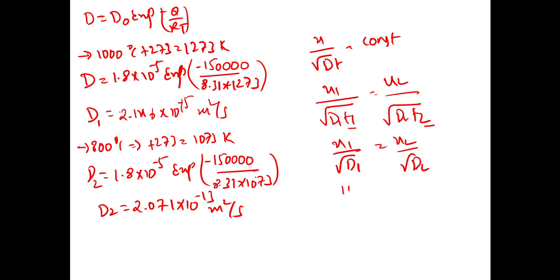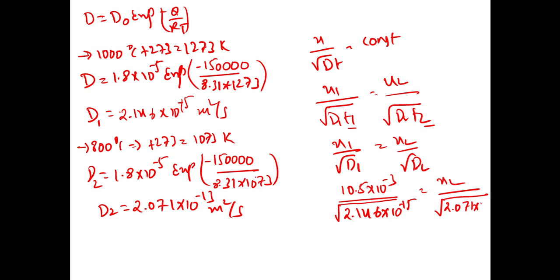The x1 value will be, initially given 10.5 mm, right, into 10 to the power of minus 3, by root of D1 value, which is 2.146 into 10 to the power of minus 15. We don't know the x2 value where it will be diffusing, and the D value here is 2.071 into 10 to the power of minus 13.